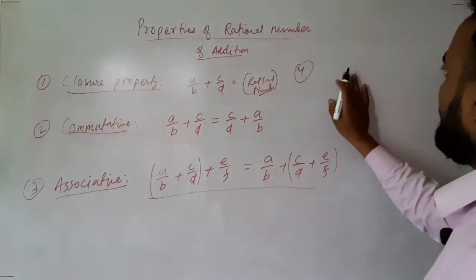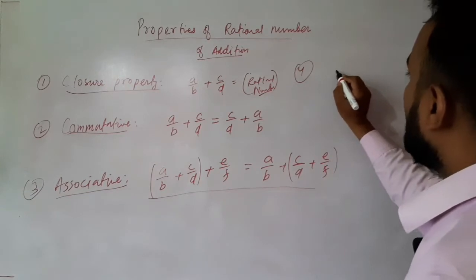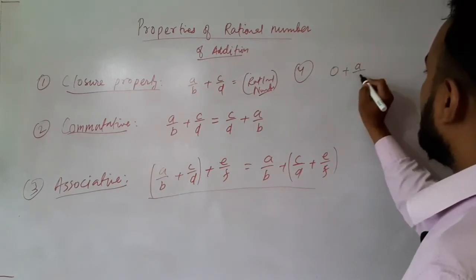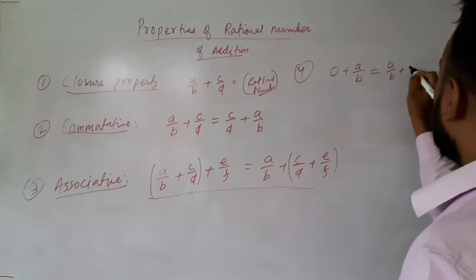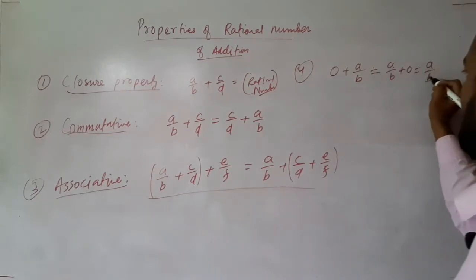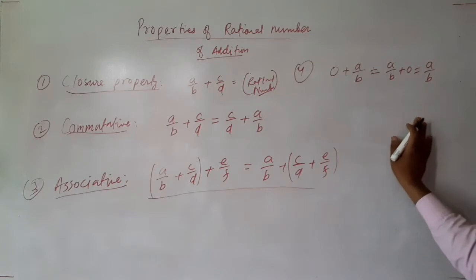Next you have additive identity of rational numbers. What is it? When you add 0 to any rational number, or any rational number to 0, you get the same rational number, that is a by b. So this is your additive identity.